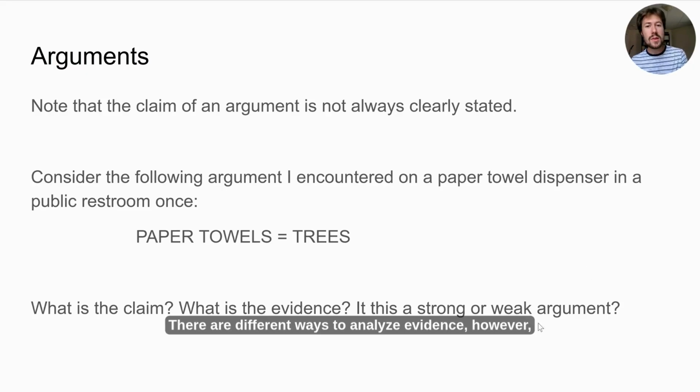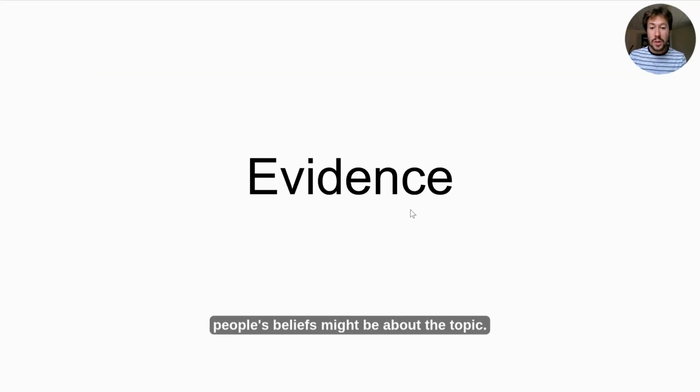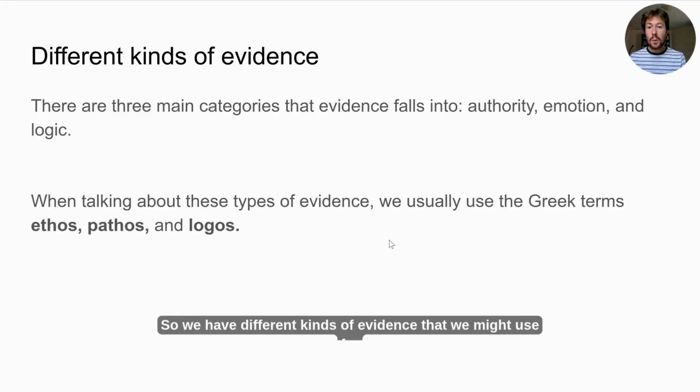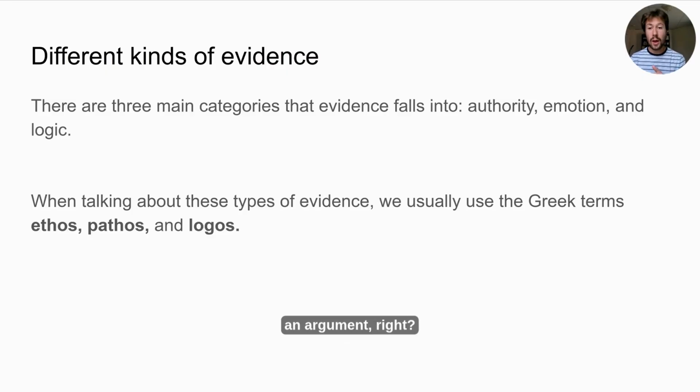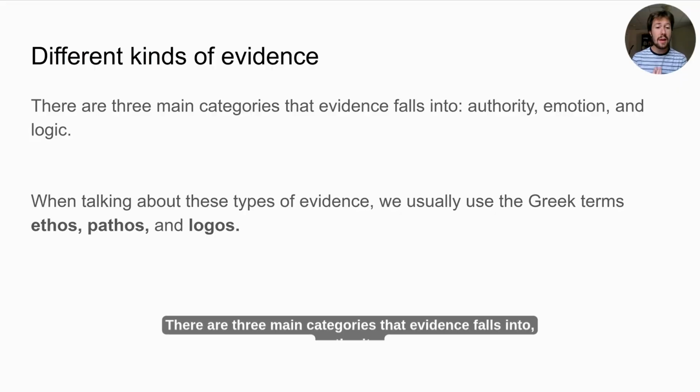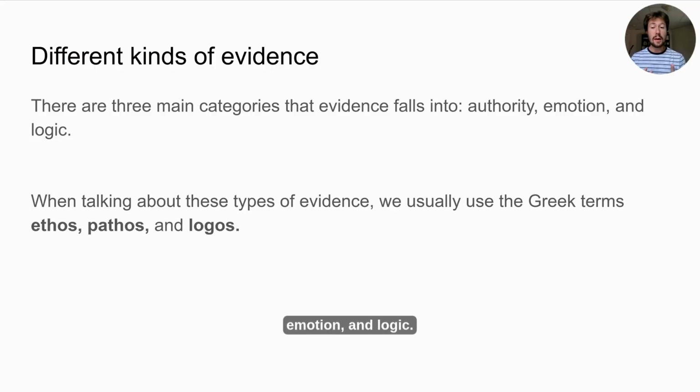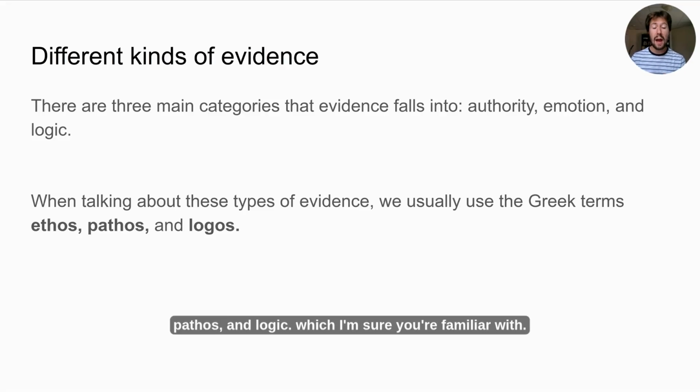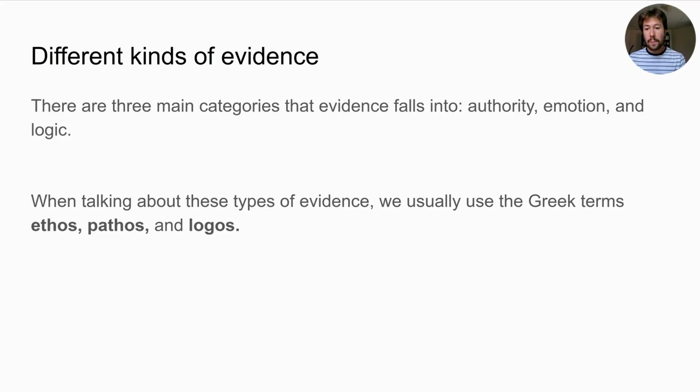There are different ways to analyze evidence, however, instead of just based off of what people's beliefs might be about the topic. And this is where analysis of evidence comes in. So we have different kinds of evidence that we might use for an argument, right? There are 3 main categories that evidence falls into: authority, emotion, and logic. When talking about these types of evidence, we usually use the Greek terms ethos, pathos, and logos, which I'm sure you're familiar with.